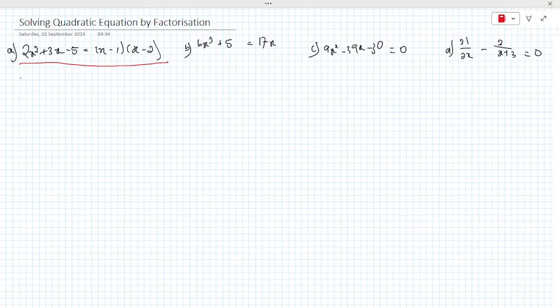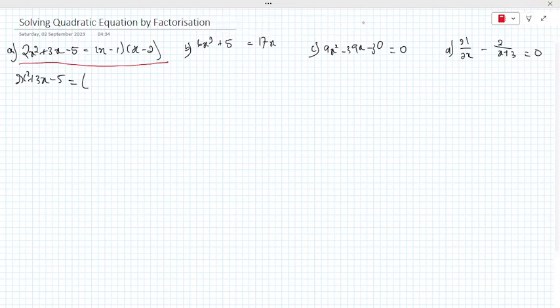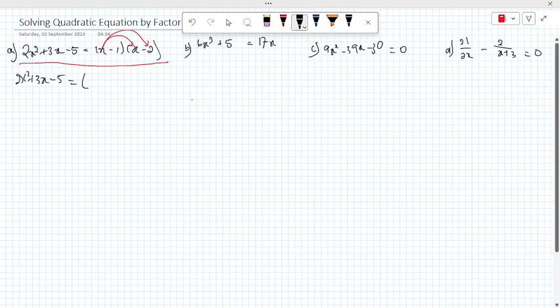So let's do it. It's 2x squared plus 3x minus 5 is equals to what? When you're expanding the bracket, you first multiply out, right? You're just gonna say x multiplied by x, then x multiplied by minus 2. So what's the answer to that? x multiplied by x is gonna be x squared. x times minus 2 is minus 2x. Right.